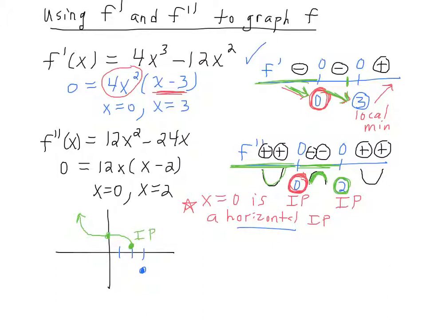Back over here at x equals 0, I'm going to label this a HIP for a horizontal inflection point. And again, you can see why it's horizontal, right? Tangent line slope is 0. All right, so let's keep going.